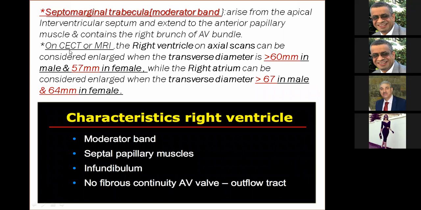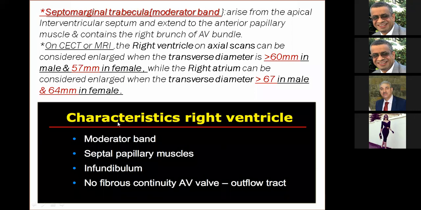On contrast CT or MRI, the right ventricle on axial scan can be considered enlarged when the transverse diameter is larger than 60 mm in male and 57 mm in female, while the right atrium can be considered enlarged when the transverse diameter is larger than 67 in male and 64 in female.